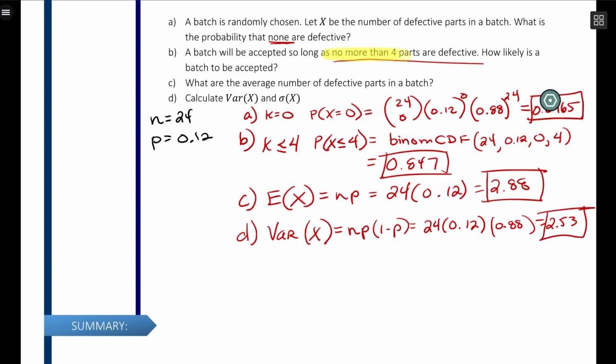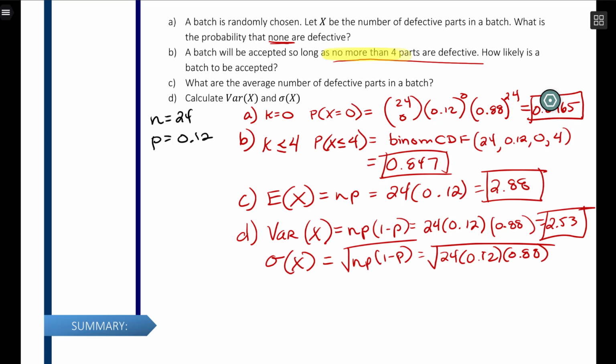Now, for your standard deviation of X, all you got to do is take the square root of your variance. It's the square root of N times P times 1 minus P, because variance really is just standard deviation squared. That's all it is. So let's see what the standard deviation is when we punch this into our calculator. We end up with 1.59.